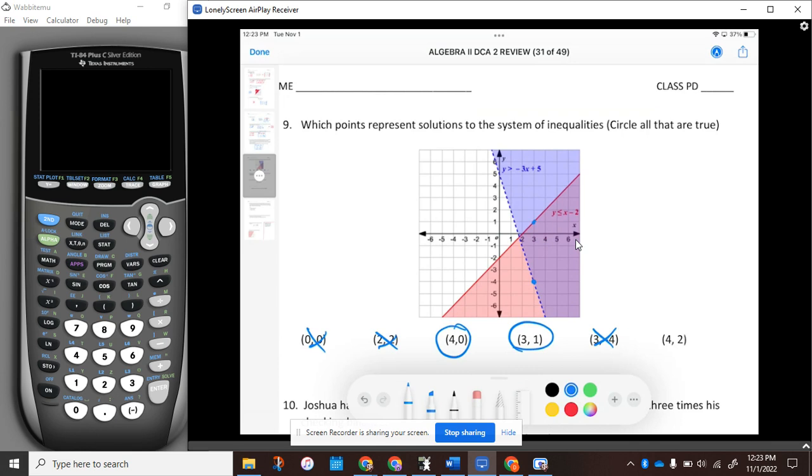Our last one is (4, 2). Is that one going to count? Yes or no? Yes, it is. It's on a solid line. So points on the solid line are included, and points on the dotted line are excluded.